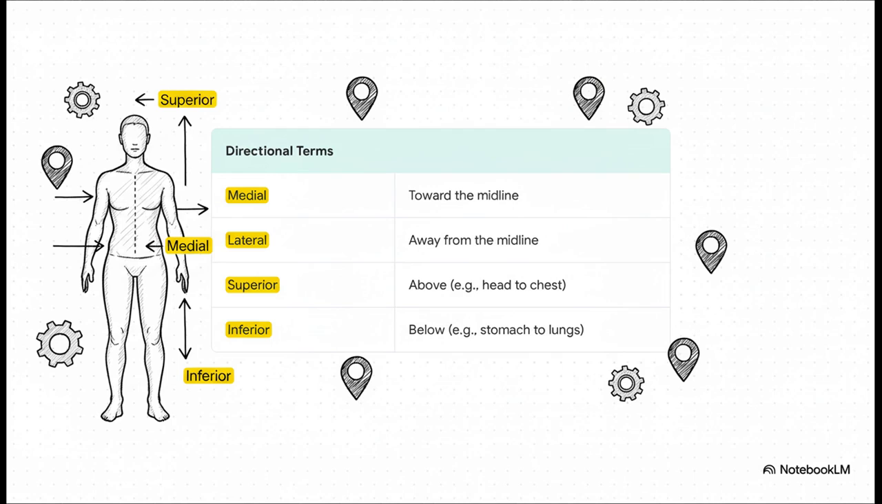Well, we use directional terms. You can think of them like a built-in GPS for the body. For example, your nose is medial to your ears because it's closer to the body's midline. Your head is superior to your shoulders. It's this super precise language that makes anatomy work.